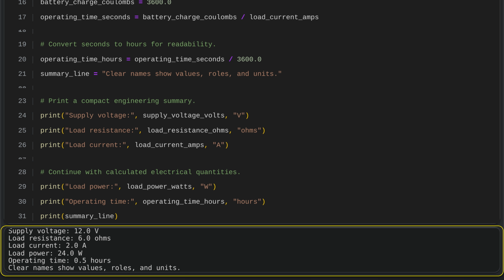The script uses clear variable names to calculate basic electrical values. It defines the supply voltage and load resistance, then uses Ohm's law to find current, calculates power from voltage and current, and estimates battery operating time in hours. It then prints a concise summary of these results, showing how descriptive naming improves readability and helps reduce mistakes.